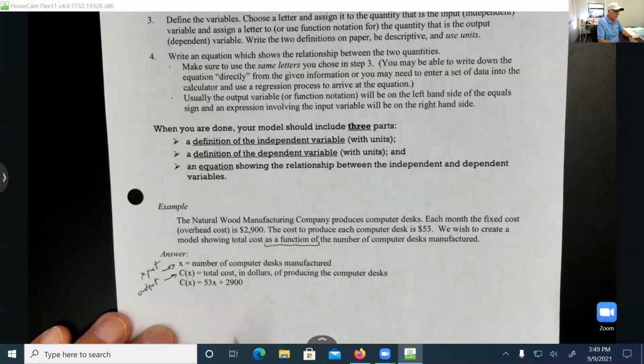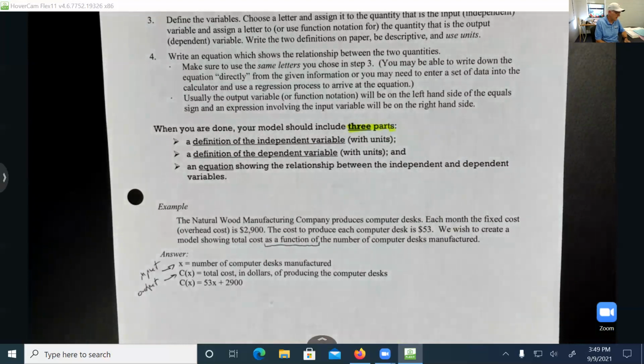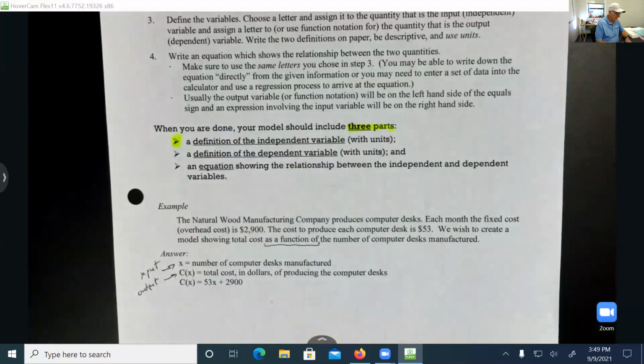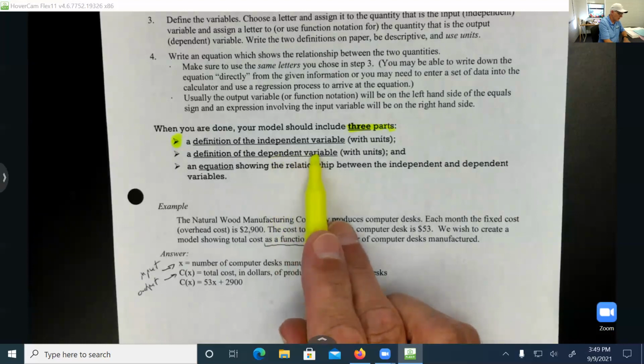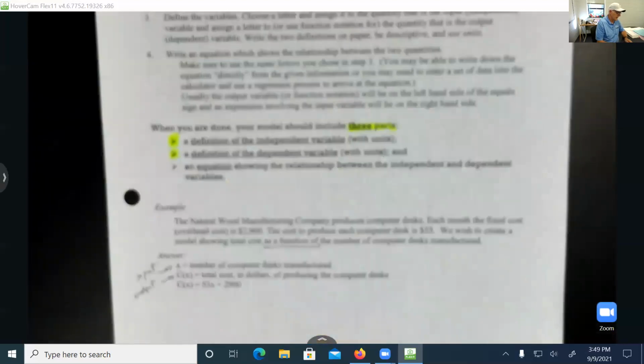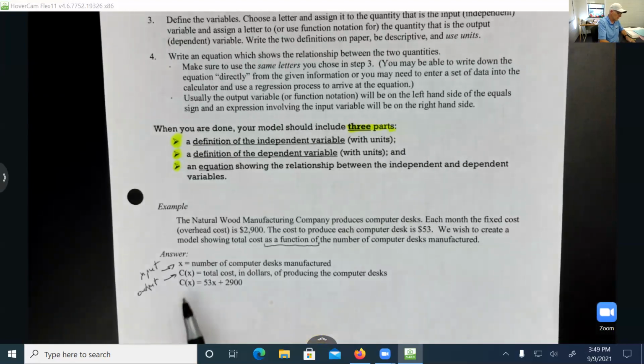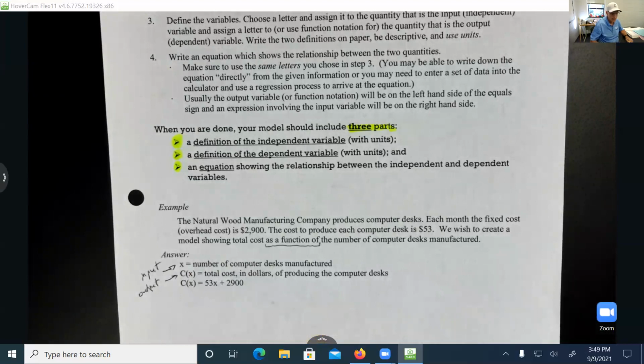That's no X. So the important thing to realize here is this is what's called a 3-part model. And we're going to be making 3-part models throughout this course. There will be 3-part models on every exam and the final exam in this course. The first part is the definition of the input variable with units. If it's in dollars, indicate that. If it's in inches, indicate that. Whatever the unit is. Definition of the dependent variable, which is the output variable, once again with units. And then the equation showing the relationship between the independent and dependent variable. And typically in this course, the dependent variable, the output variable, is on the left-hand side, equal to an expression involving X. And we're going to see examples of this throughout the course.